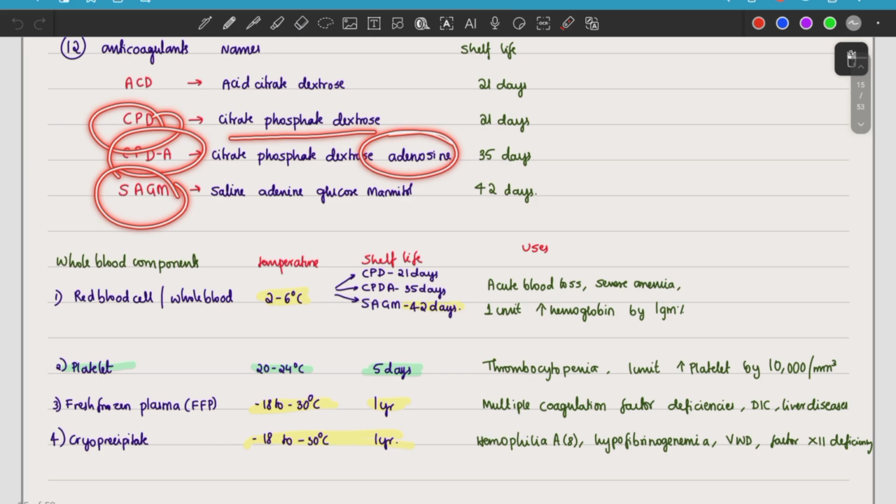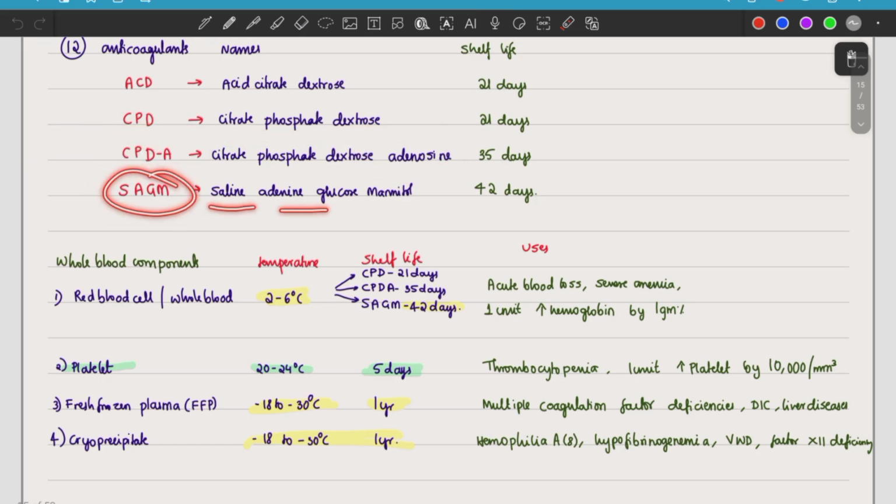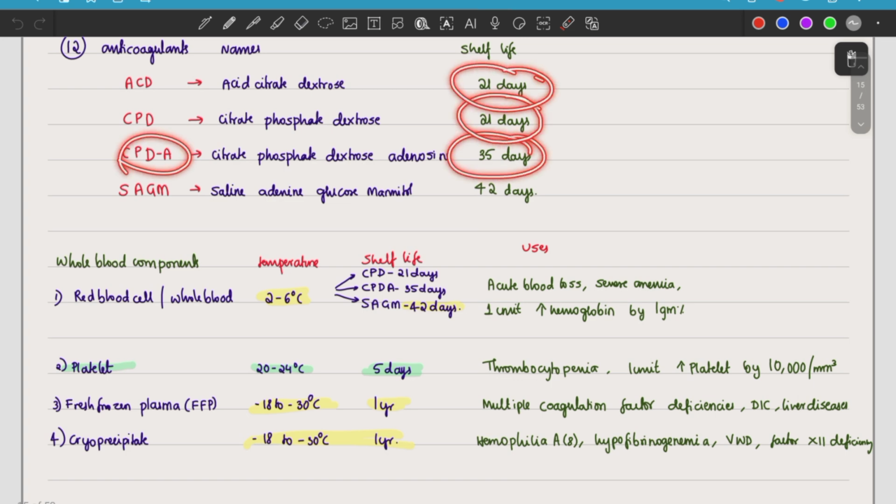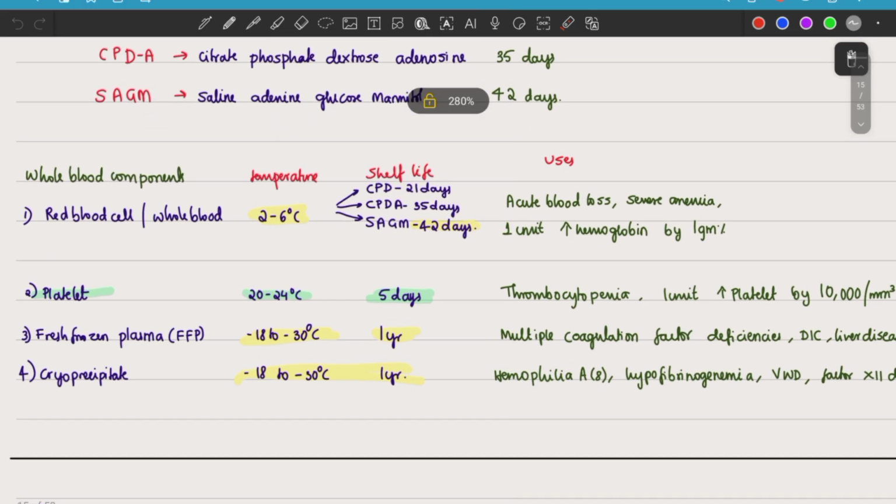Yes, SAGM will have saline, adenosine, glucose, mannitol. It has the highest shelf life, that is 42 days. All other anticoagulants have less: CPDA has 35 days, CPD has 21 days, and ACD has 21 days. Yes. Now let's see whole blood components.